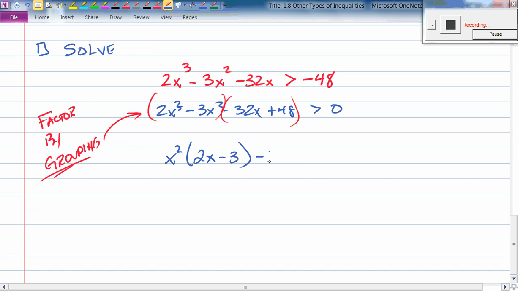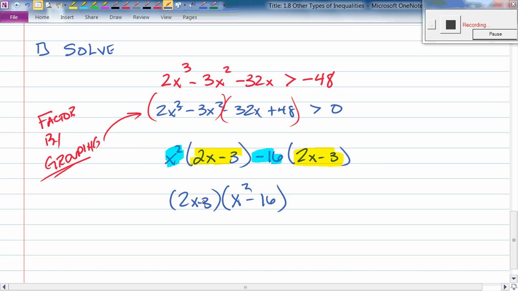Anybody see anything to factor out of that second group? 16. I'm going to take a negative 16 out, and here's why. That's going to leave me with exactly the same factor as in my first group, 2x minus 3. That is a beautiful thing, because if this is a common factor, it can be factored out of the entire expression. So I take 2x minus 3, and I'm left with how much? x squared minus 16. Very good.